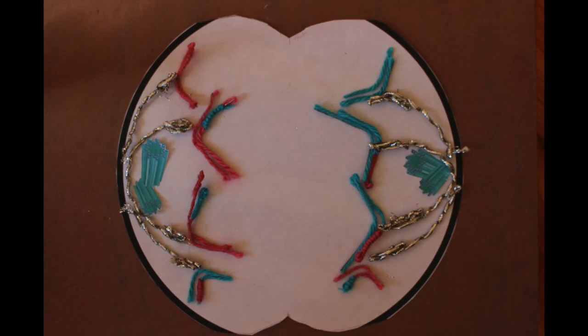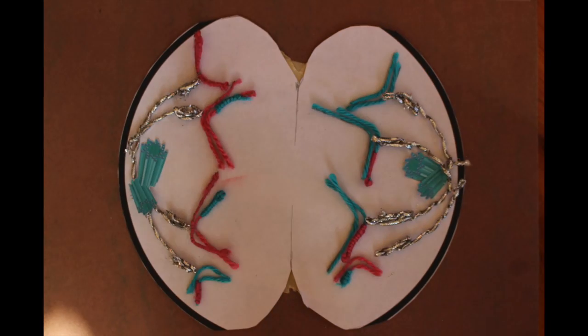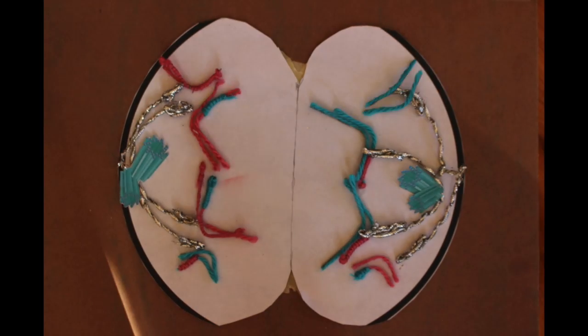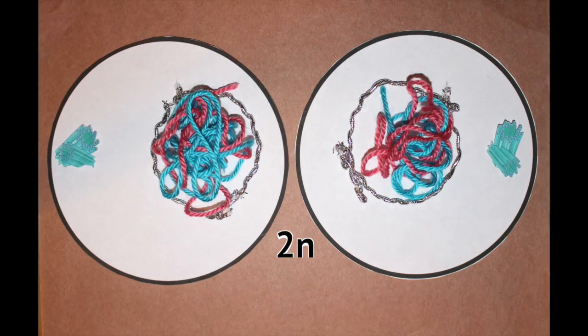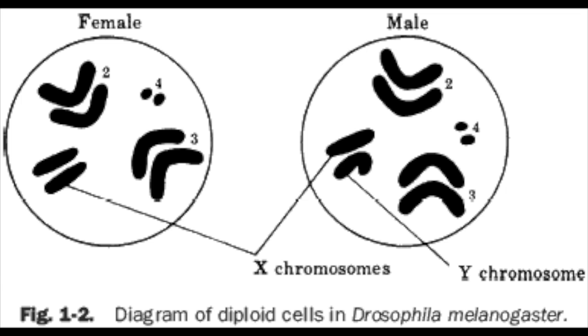In telophase 1, 2 new nuclei form around each cluster of chromosomes. The chromosomes unwind back into chromatin, and the cell finally undergoes cytokinesis. So now there are 2 diploid daughter cells entering meiosis 2. In fruit flies, that means there are 8 chromosomes in each cell.